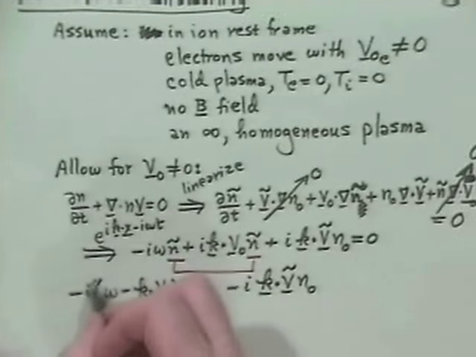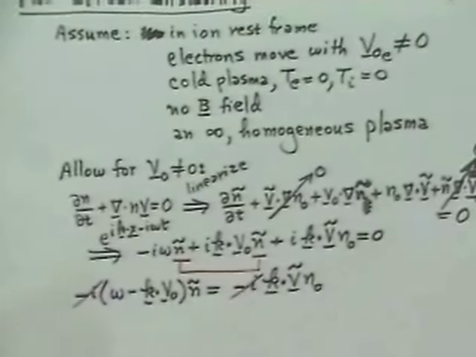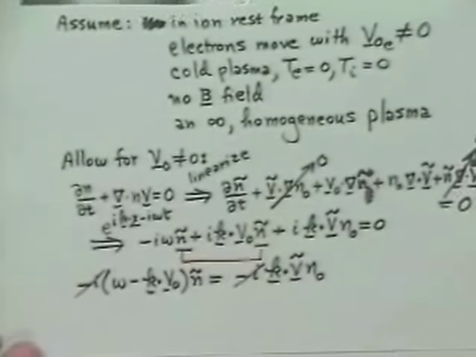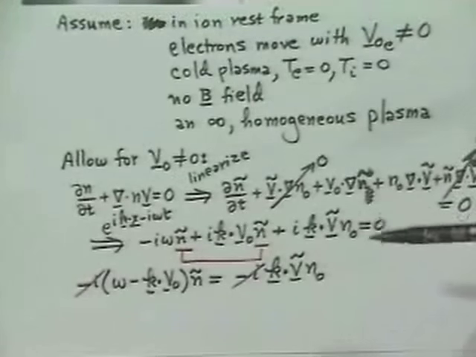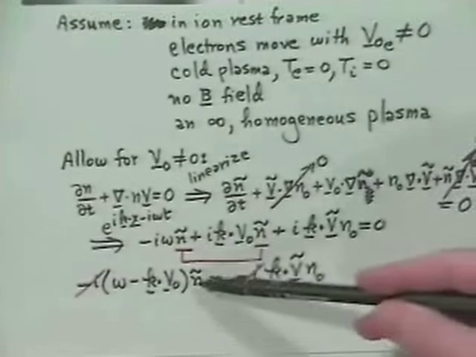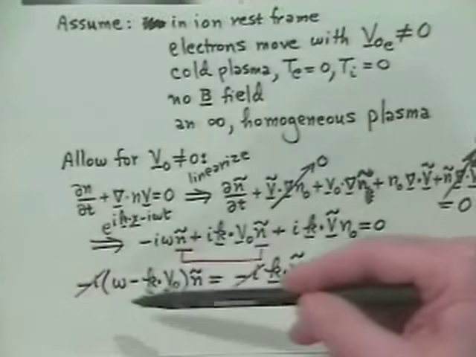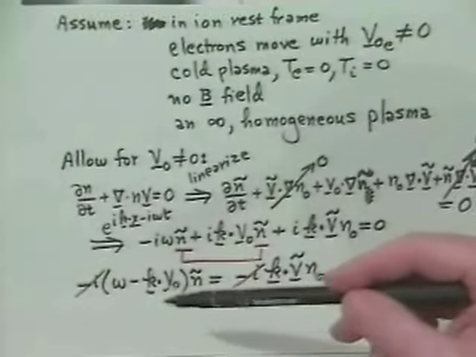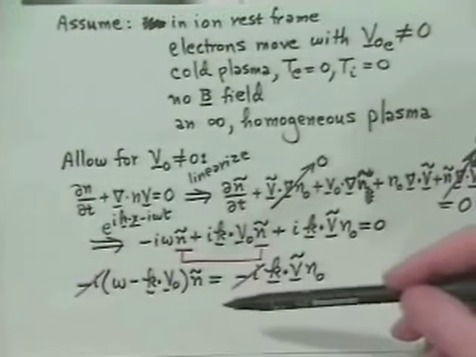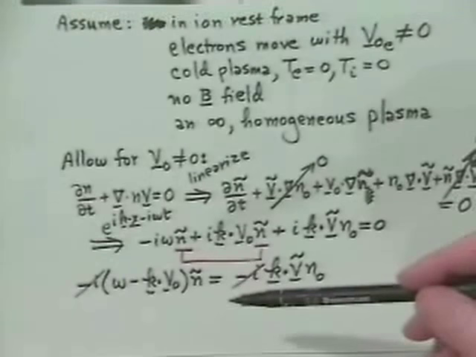Now I can get rid of the minus i's if I want to, for simplicity. And then notice, usually when we do this without a flowing plasma, we just get that n tilde is equal to k dot v tilde, the compressional effect, divided by omega. But here we don't get omega, we get omega minus k dot v. And what does the k dot v represent?